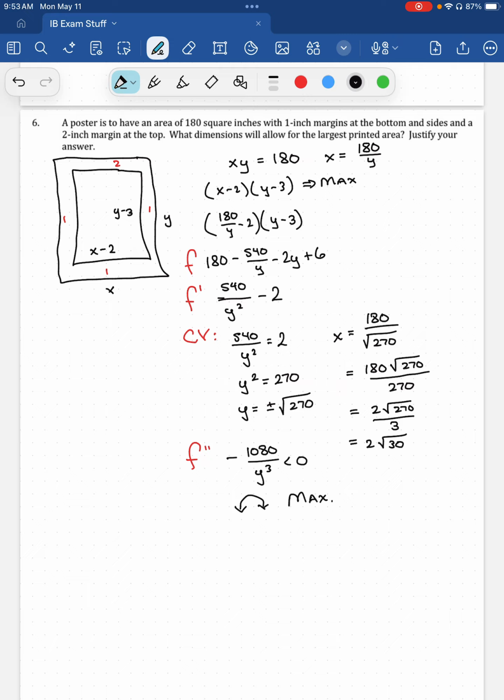So all we need to do now is make sure we answer the question, what dimensions? So our dimensions are going to be 2 square roots of 30 inches by the square root of 270 inches. And that is the answer to this one.